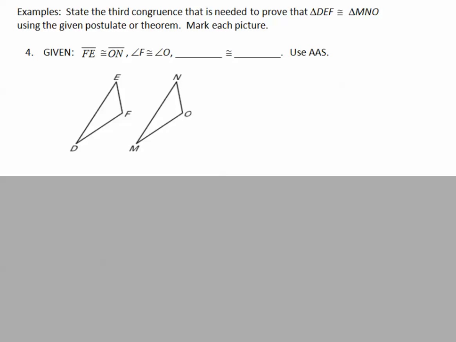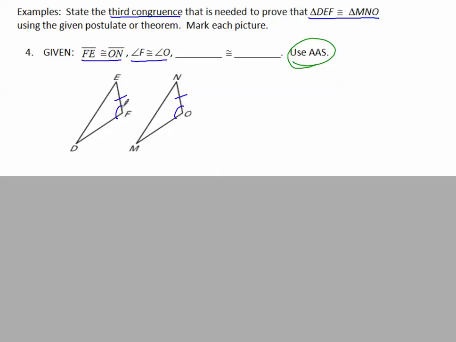State the third congruence that's needed to prove triangle DEF is congruent to triangle MNO using the given postulate or theorem. Mark each picture. So it's given that segment FE is congruent to segment ON. All right, I've marked those congruent. Angle F is congruent to angle O. I've marked those congruent. That's just 2 items so far. They're telling us we need to use the AAS, angle, angle, side.